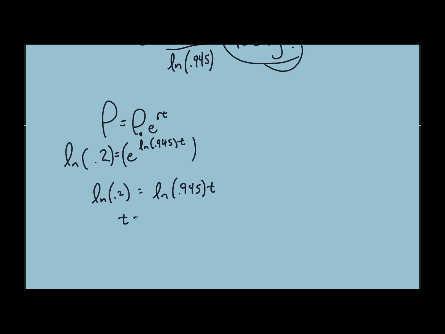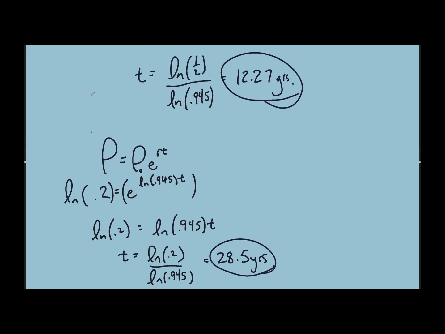So t should be ln of 0.2 divided by ln of 0.945. Hey Siri, what's the natural log of 0.2 divided by the natural log of 0.945? Looks like it's going to be 28.5 years. And that makes sense because it took 12 years to get to half, so it should take at least double that to get down to 0.2.